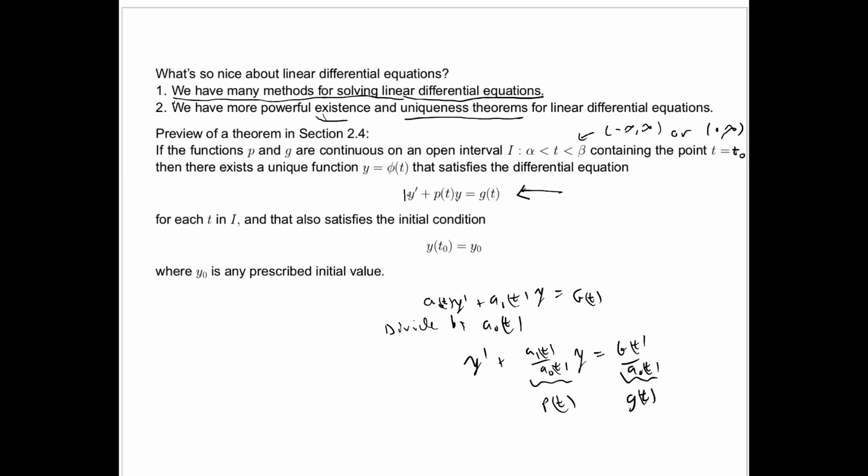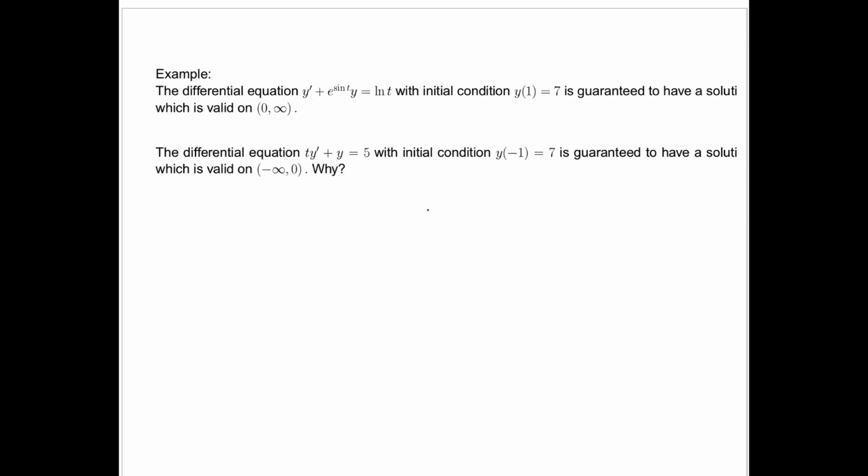So once we put it in the standard form, as long as our coefficient functions p and g are continuous, and we have an initial condition at some point in that region where these functions are continuous, we're guaranteed a unique solution, and that solution to the initial value problem will be valid on the entire interval.